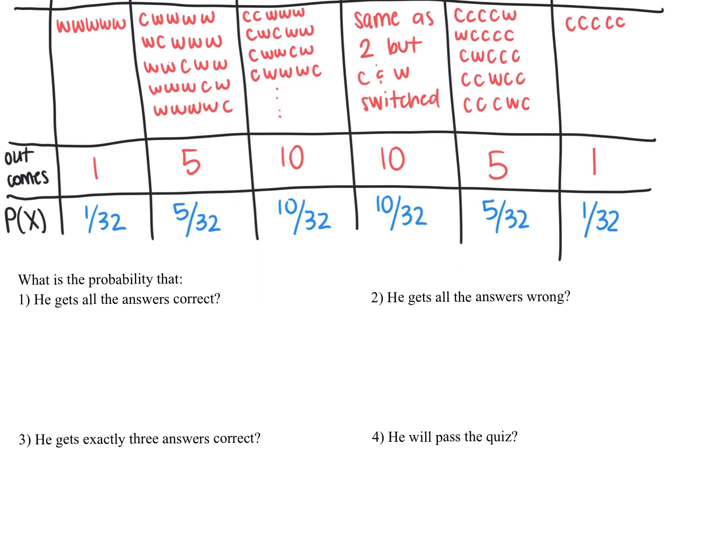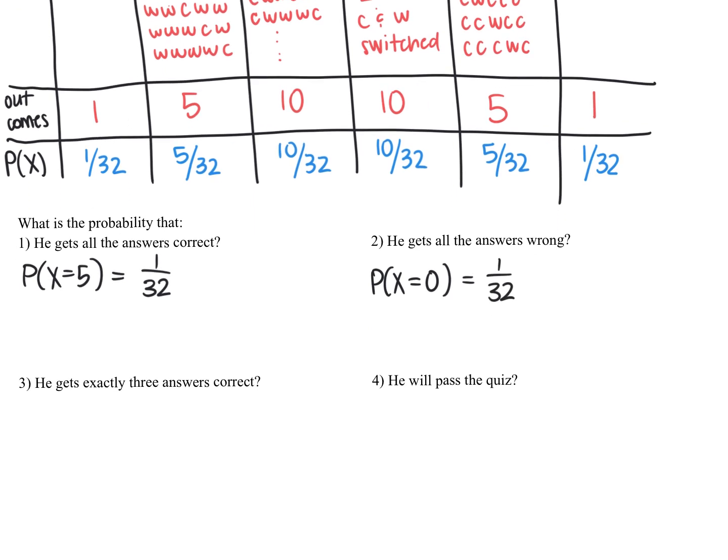So now let's go back to our original questions that we had. So the probability he gets all of the answers correct, that's the probability that X equals 5, which in this case is 1 out of 32. The probability he gets all of them wrong, so the probability that X equals 0, also 1 out of 32. And then exactly 3 correct, so that's going to be the probability that X equals 3, which is 10 out of 32. So that's the bare minimum to pass.